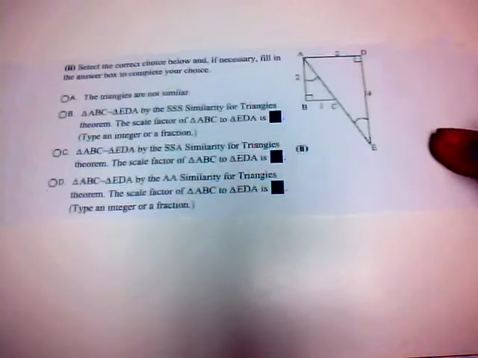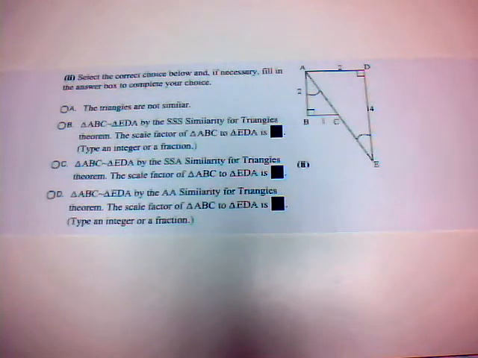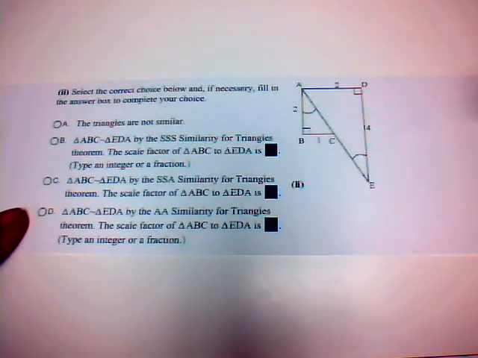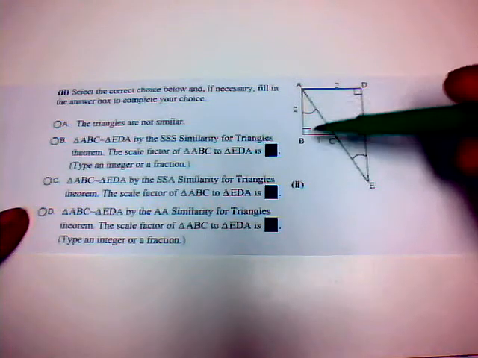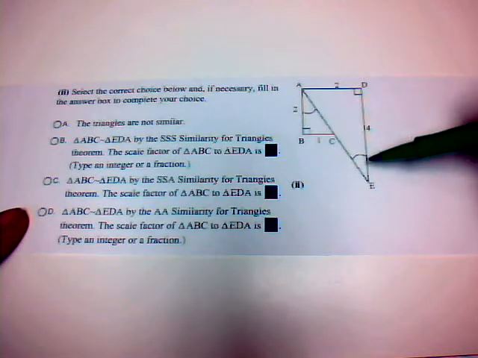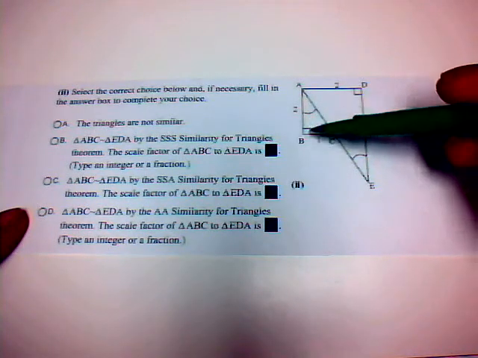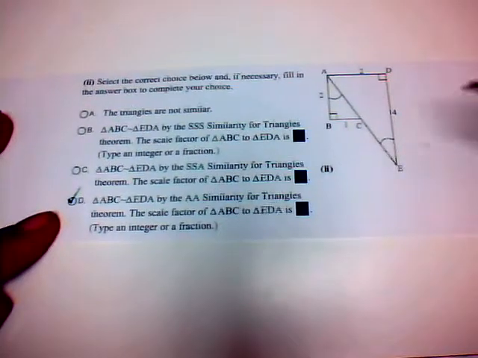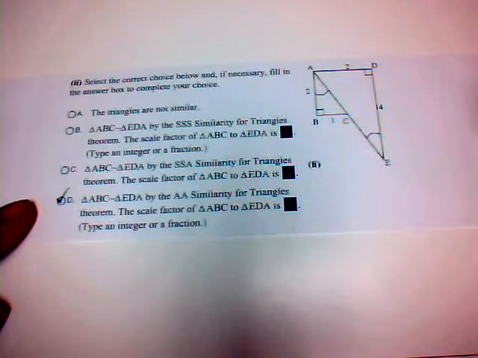Okay, part 2. I want to find out if these two triangles are similar. Now let's look at this. Angle B is congruent to angle D. Also, angle A is congruent to angle E. So again, we have an angle-angle similarity, which means we have to select the one that says angle-angle similarity.